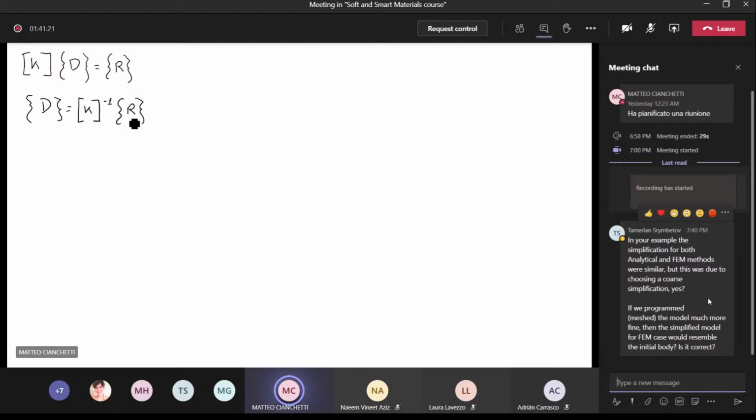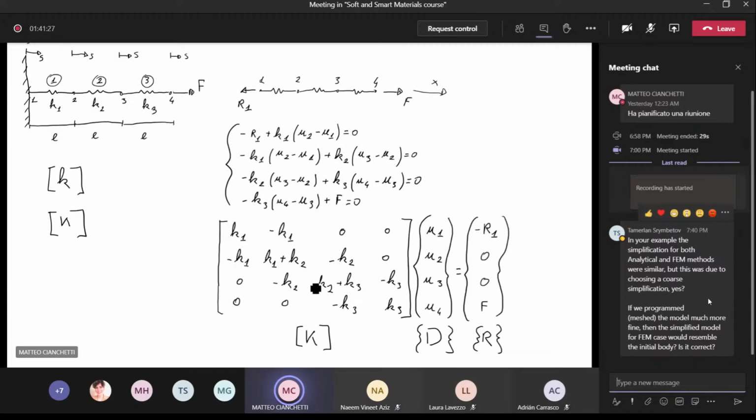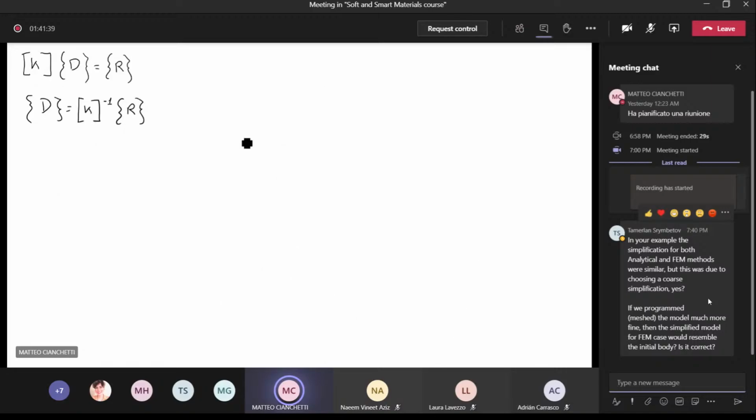But if you look at the matrix itself, this is K, the global stiffness matrix. It is actually singular, because if you sum all the rows, you obtain 0. So in principle, this cannot be done. You cannot invert a singular matrix. This should be a very well-known property of matrices.